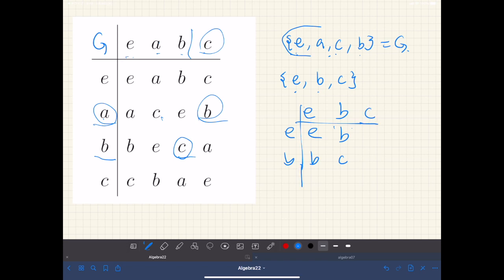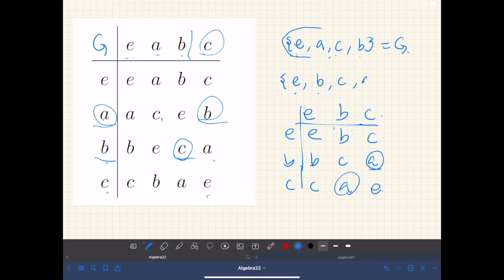Now, if we add C, then let's see, B times C is A, and C times B is A, and C times C is E. So now we have A, and this subset is not closed under multiplication, and we have to add A, and that's equal to G. So if any subgroup contains the element B, it must be equal to G.